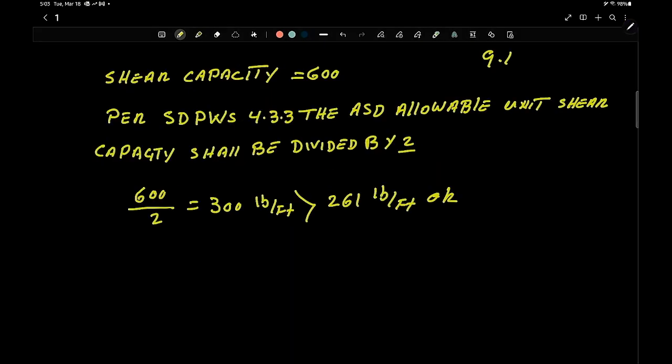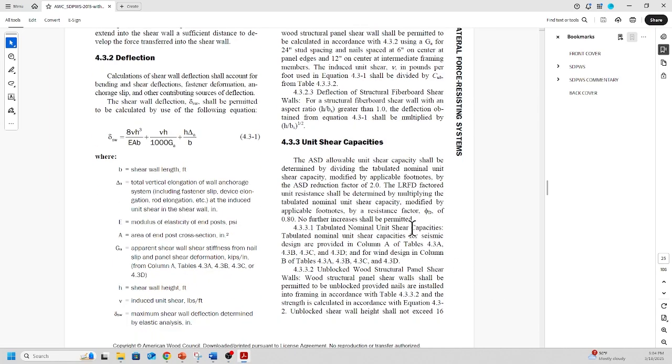So the shear capacity came out 600 per SDPWS 4.3.3. The allowable unit shear should be divided by 2. So if we divide 600 by 2, we get 300, which is bigger than 261, so it's okay. Let's see if we can see that section I was telling you about. Let me switch here. It's right here. That's where it talks about it. That's where it comes from.